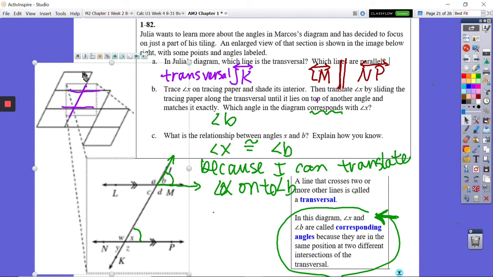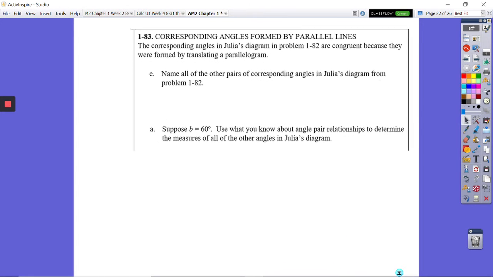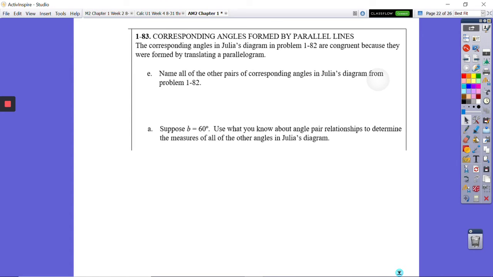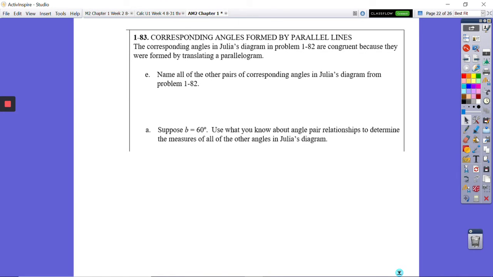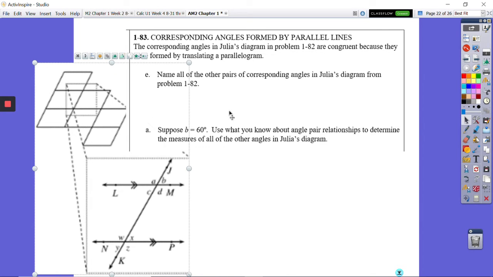All right, moving on. The corresponding angles in a diagram are congruent because they were formed by translating the parallelogram. Name all of the other pairs corresponding in Julia's diagram that are also congruent. So here's Julia's diagram. Let me stick it behind so that it's not in the way of the words. So there's Julia's diagram. We're going to name all the corresponding angles. And I did that just a minute ago, but we'll do it again.